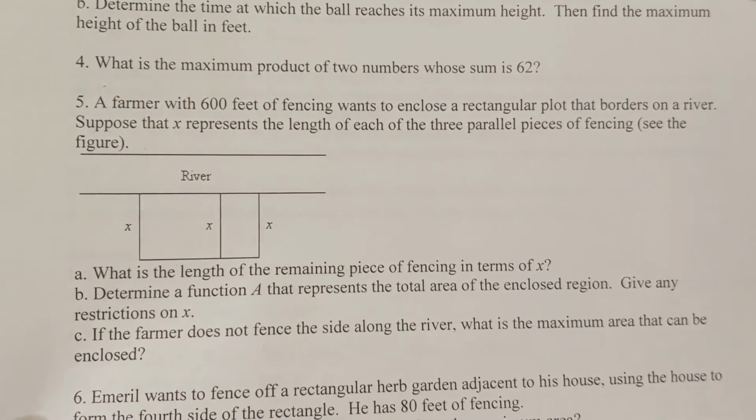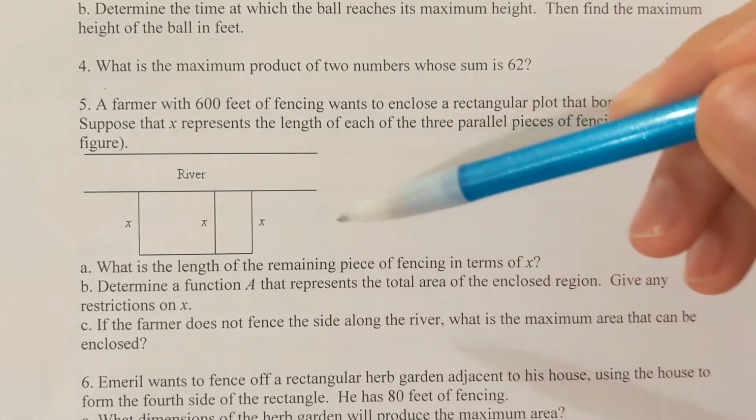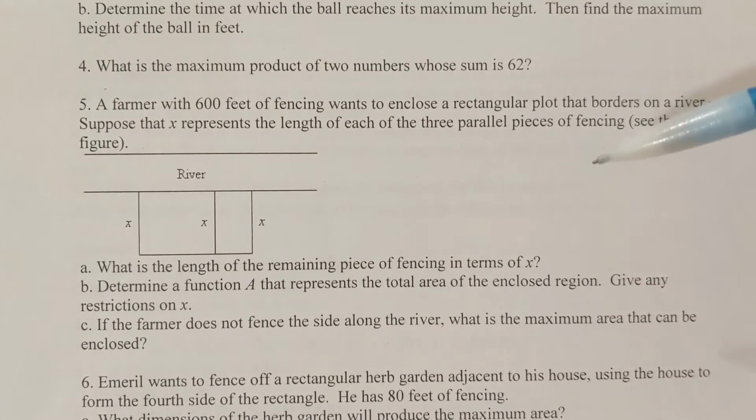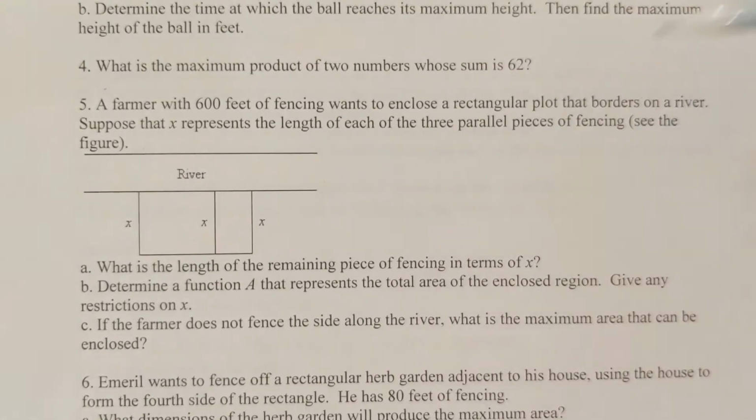Problem 5 says that a farmer with 600 feet of fencing wants to enclose a rectangular plot that borders on a river. Suppose that x represents the length of each of the 3 parallel pieces of fencing. See the figure. What is the length of the remaining piece of fencing in terms of x? Okay. Part B, determine the function A that represents the total area of the enclosed region, given any restrictions on x. Then part C, if the farmer does not fence along the side of the river, what is the maximum area that can be enclosed?